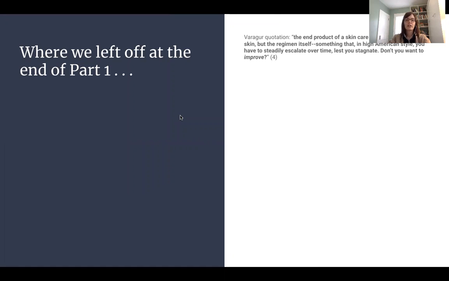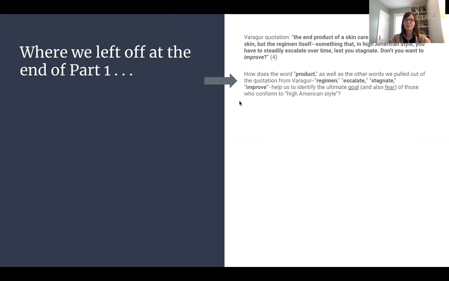Okay, so where we left off at the end of part 1, we were continuing to explore this really crucial definition from Vargar, where she drops that key term that we're using in our prompt, high American style. And so the power of rereading here, right? So coming back and back and back to this quotation to uncover what it reveals to us about what she means by high American style, and basically how her entire argument kind of revolves around that particular style.